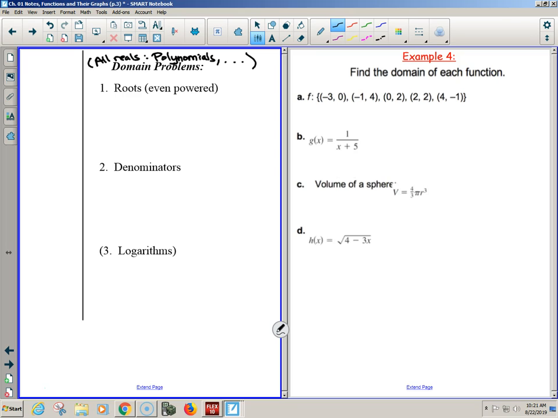But why are even powered roots underneath domain problems? Something that would restrict, something that would cut down, something that would limit the x's. What's tricky with even powered roots? We can use square roots as an example.